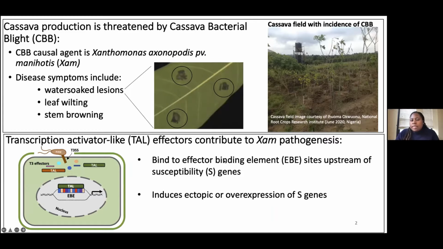One of the ways that XAM is able to contribute to this disease is through the use of transcription activator-like, or TAL, effectors. These are proteins that the pathogen is able to secrete into the plant cell through the type 3 secretion system, and they can localize into the plant cell nucleus where they bind to a region known as the effector binding element, or EBE site. And this EBE site sits upstream of susceptibility, or S, genes in the host plant. So when a TAL effector binds to the EBE site of an S gene, it leads to either the ectopic or overexpression of that susceptibility gene, and this helps to promote pathogen virulence in the plant in some way.